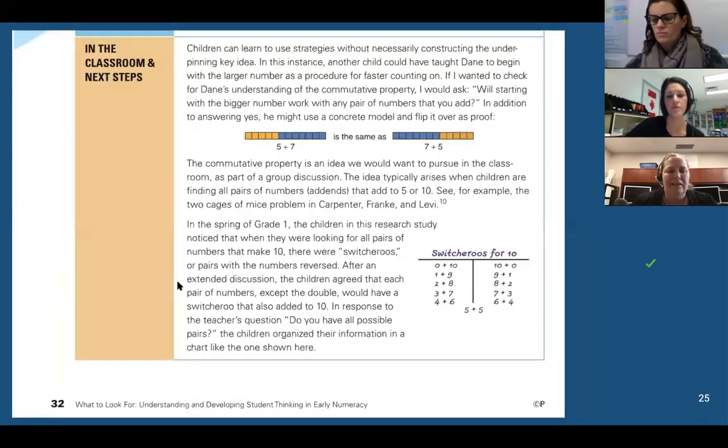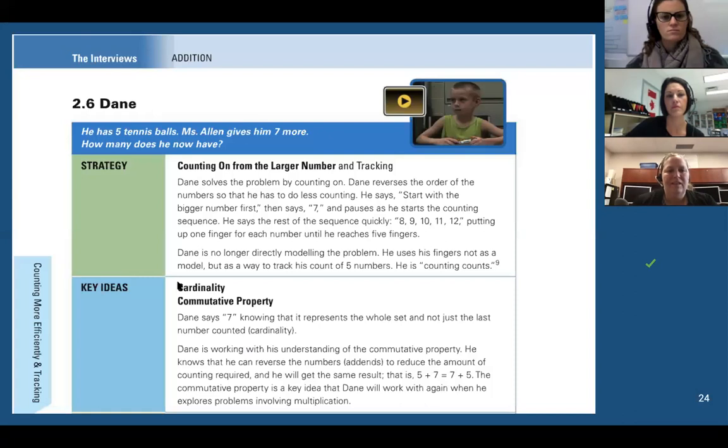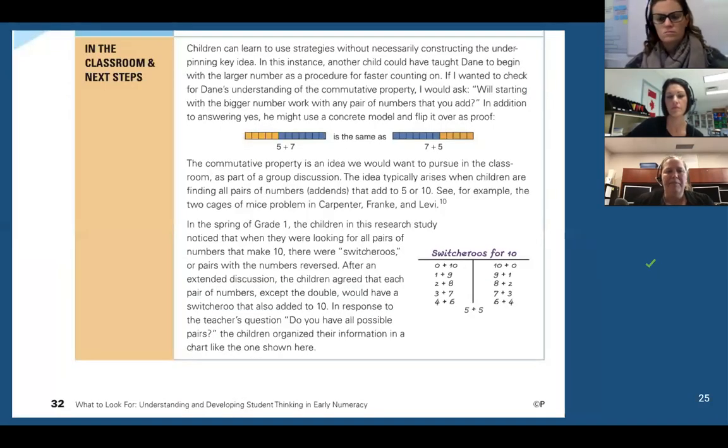The top of the page looks like this, and this is where you can read about the strategy and the key ideas. So we've got cardinality, of course, because it's counting on, and like we said, the commutative property, which is the idea that you can add those 2 numbers in either order and still get to the same amount. At the bottom of the page, I wanted to draw your attention to this part, because this is what teachers are really looking for, I think.